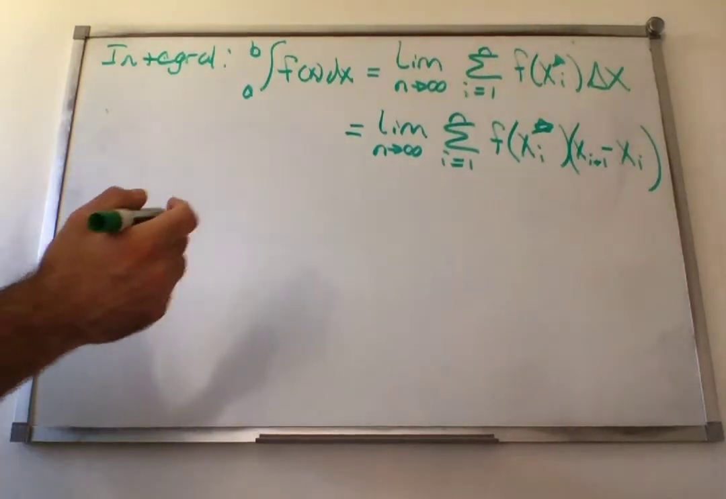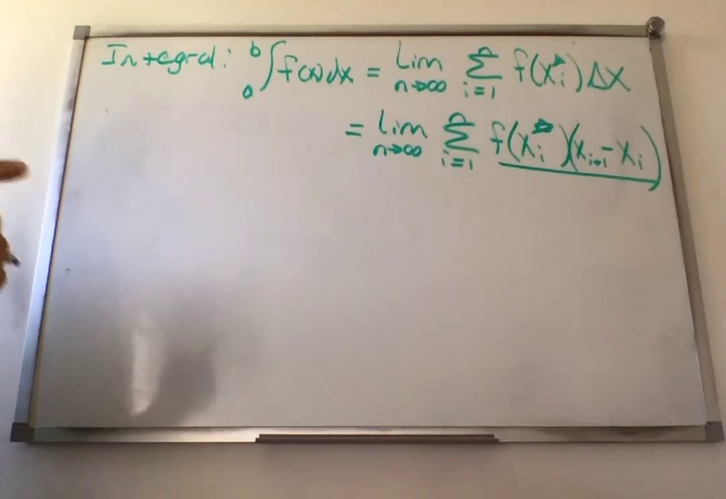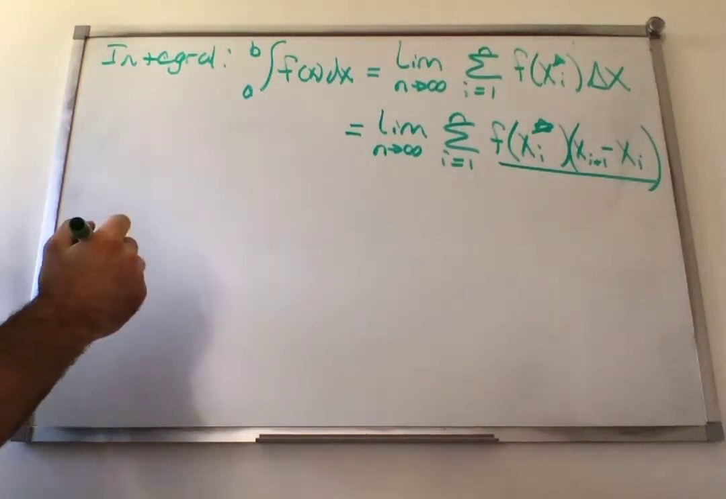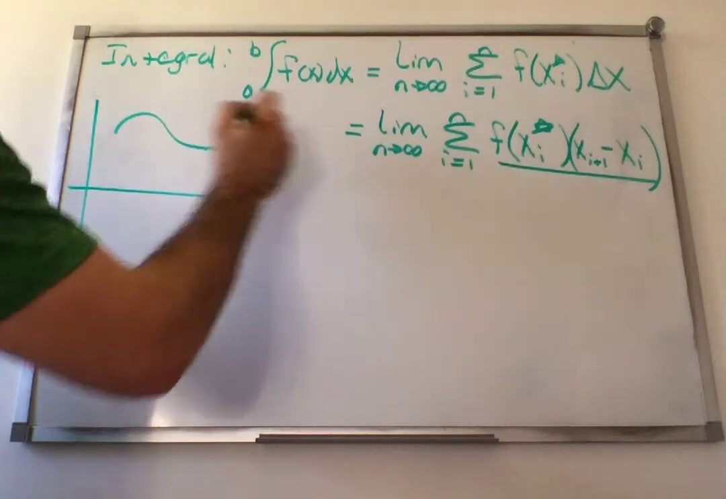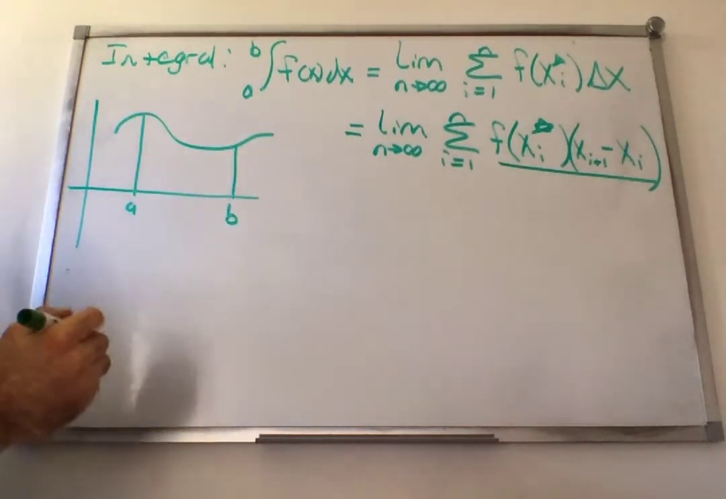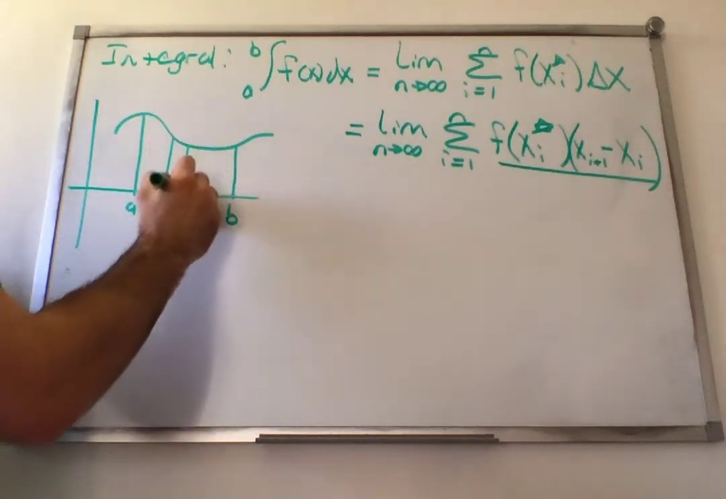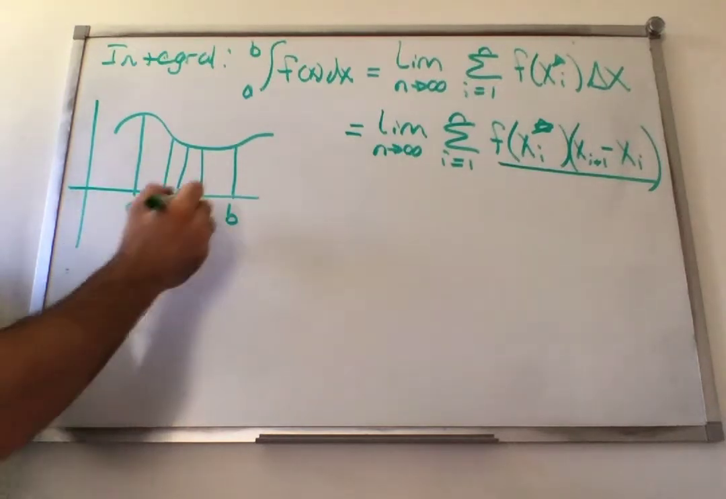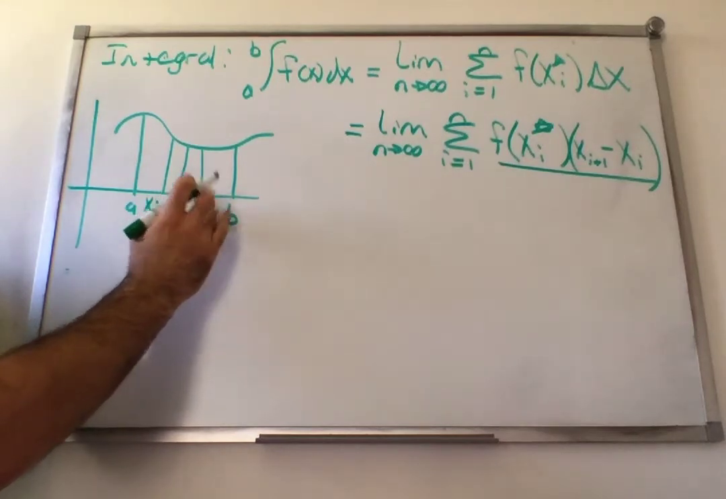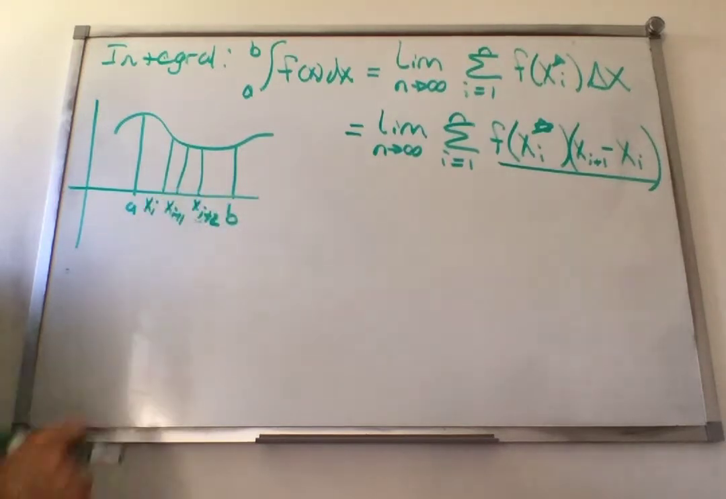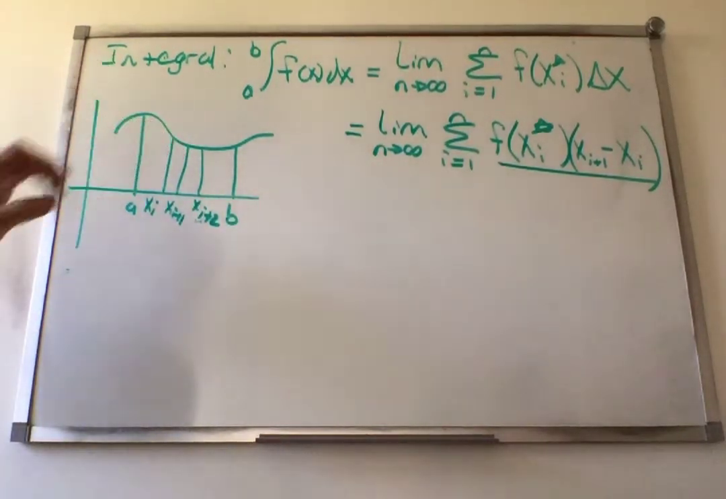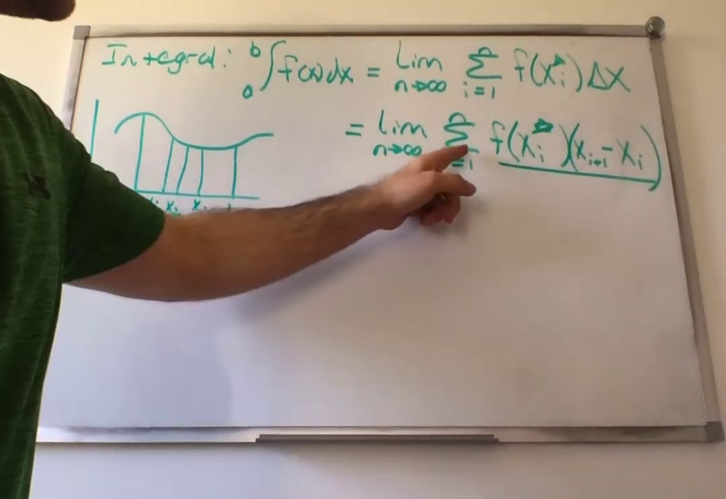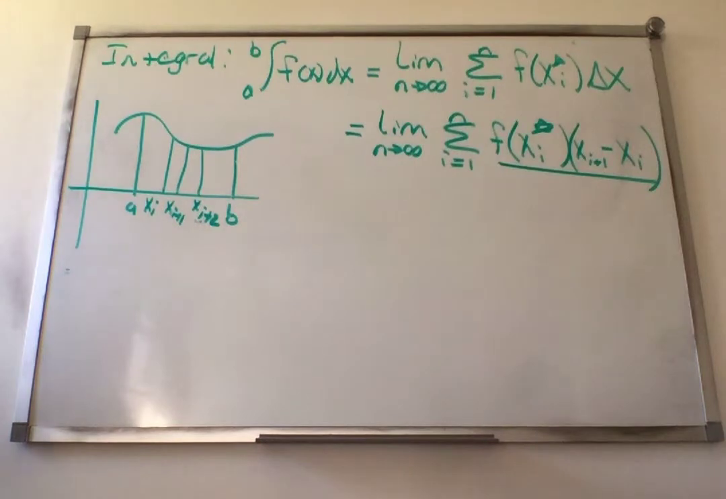Now, let's go ahead and examine that piece right there and see what that piece really is. Let me draw you a graph. Imagine we have a graph, whatever it may be. Here's our a value, here's our b value. I'm going to look at three specific points: x sub i, x sub i plus 1, and x sub i plus 2. They're just some rectangles inside from a to b. I'm examining just one term of this sum. This is a sum of terms, and I'm just looking at one term of it to see what it is.